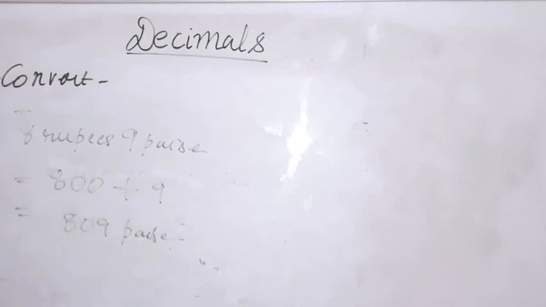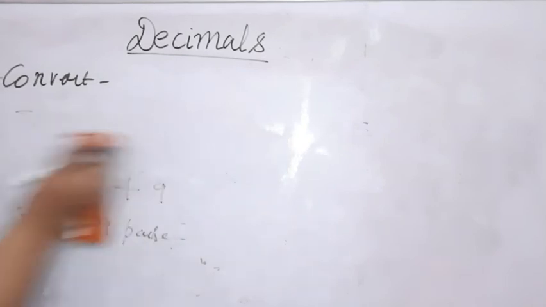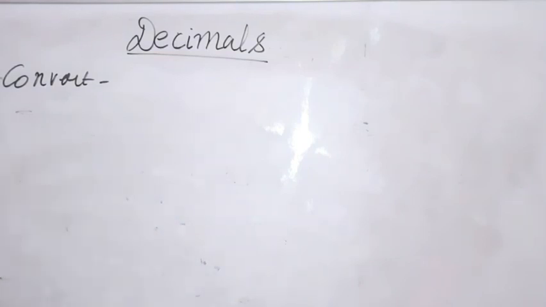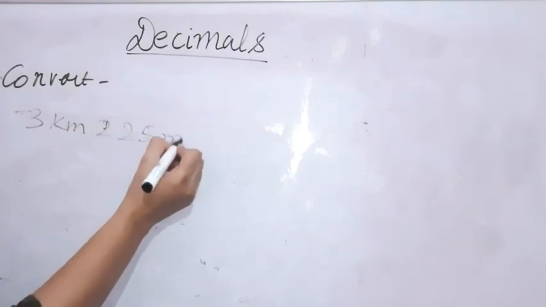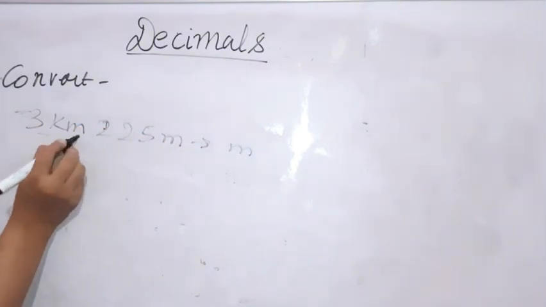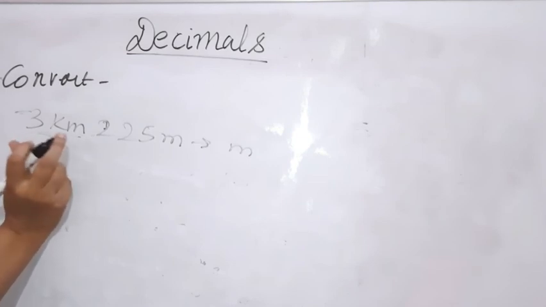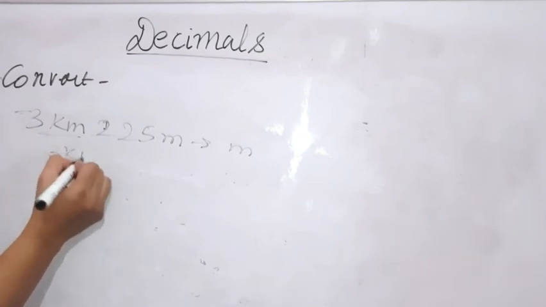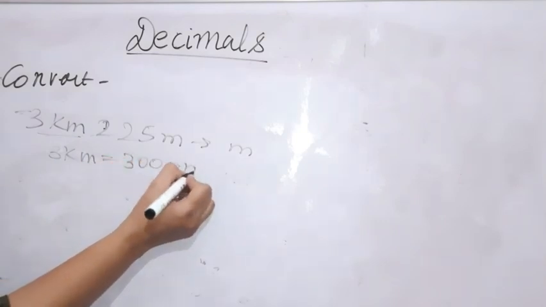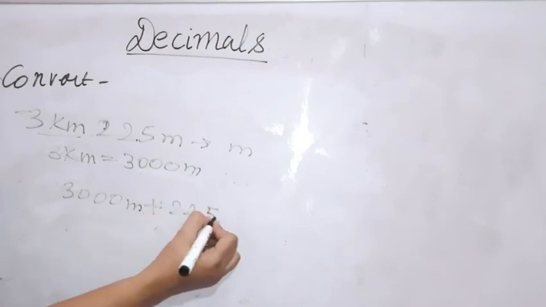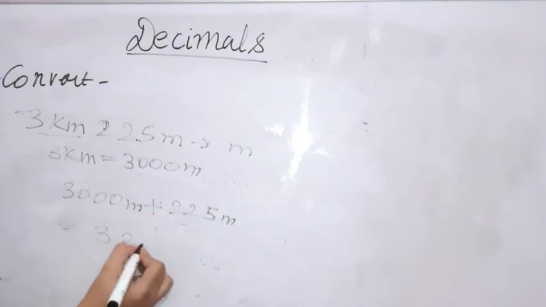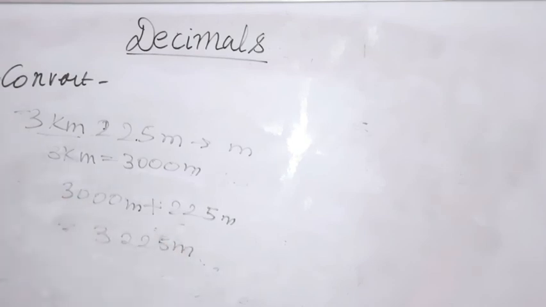Okay students? In the same way, if you want to convert kilometers into meters, how will you proceed? For example, you have to convert 3 kilometers 225 meters into meters. Since 1 kilometer is equal to 1000 meter, in the same way 3 kilometers will be equal to 3000 meter. So now 3000 meter, and this is already in meter, plus 225 meter. It will be 3225 meter. I hope you must have understood how I have done this question.